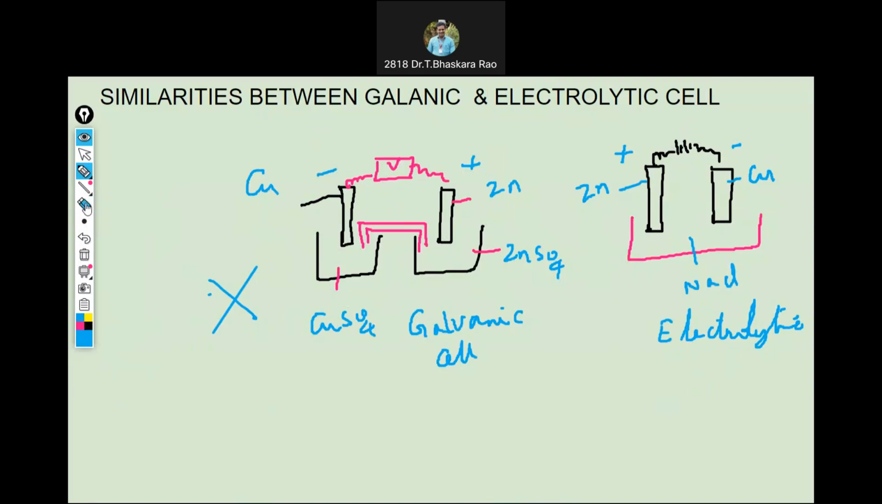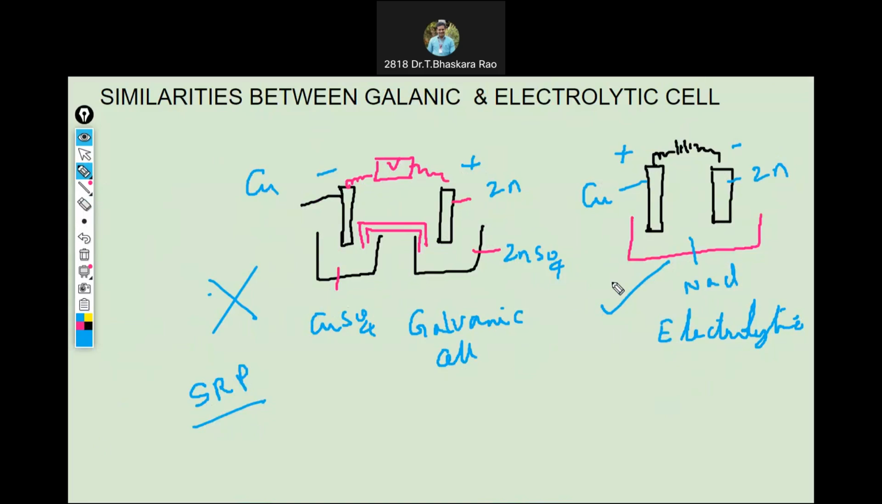This is wrong. Whereas here I am taking copper and zinc the other way. Is this wrong or right? This is the right diagram only in the case of the electrolytic cell. But in the galvanic cell it is wrong. Why? Because in the galvanic cell, anode and cathode are decided based upon their SRP values, the standard reduction potential values.